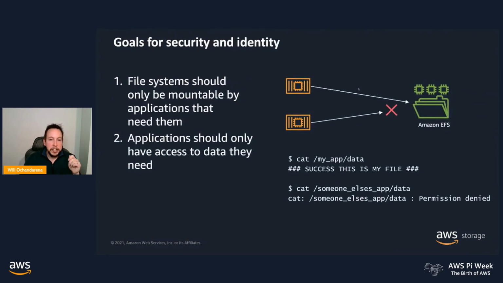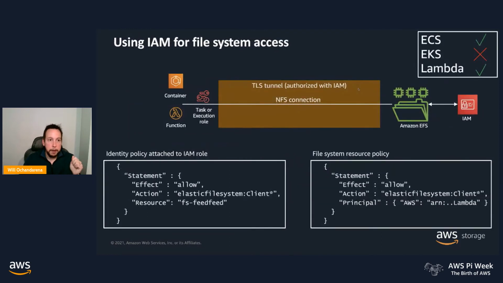So for security and identity, basically, there are two main goals here. One is to make sure that your file system can only be mountable or accessible by the applications that need it. Pretty basic. And two is once your application accesses the file system or mounts the file system, it should only have access to the data that it needs. So if you're sharing a file system between multiple applications, each of those applications should have the right permissions in a fine-grained manner. And we solve both of these. So let's talk about how.